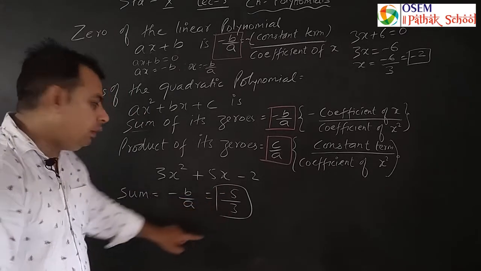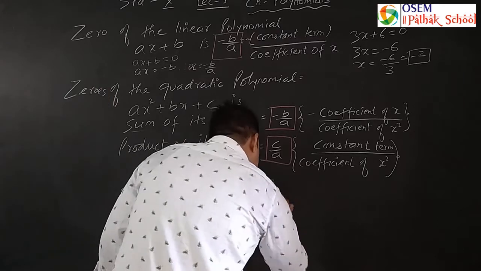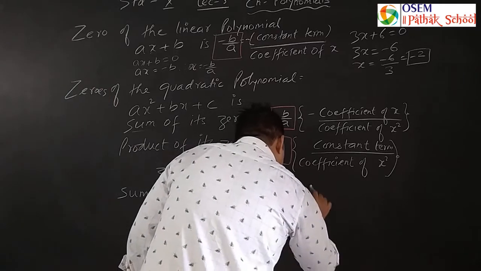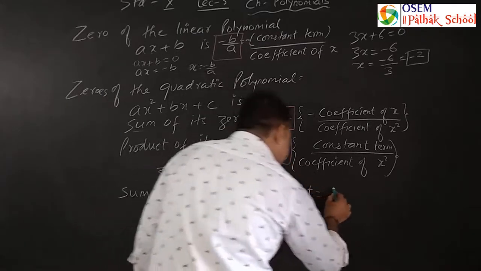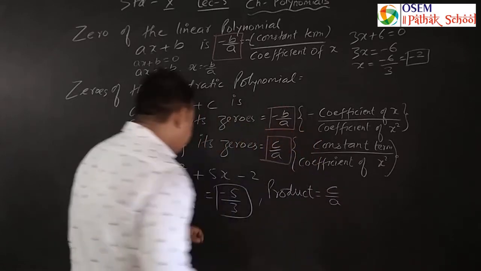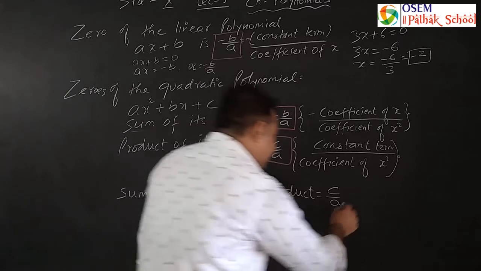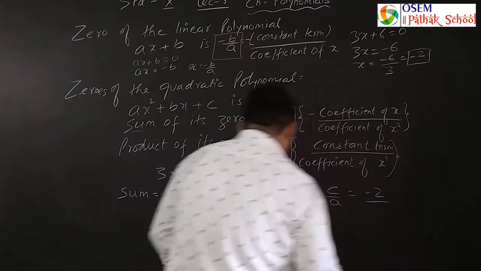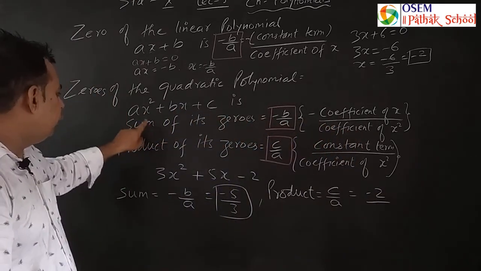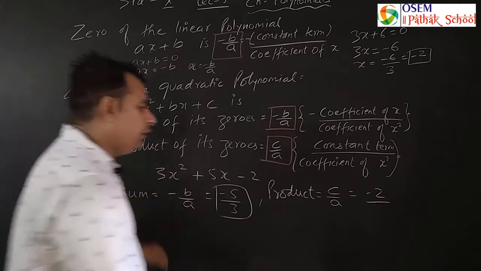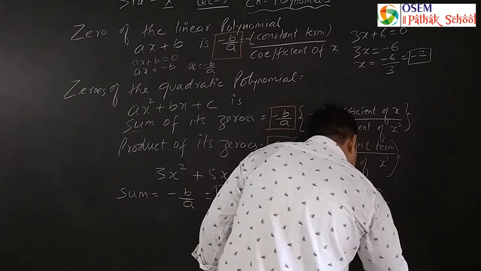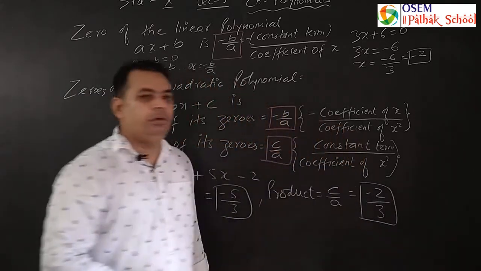And the product of the zeros has the formula c by a. Now here you can see the value of c, with the sign, is minus 2. So we get the answer minus 2, and the value of a here is 3. So the product of the zeros will be minus 2 upon 3.